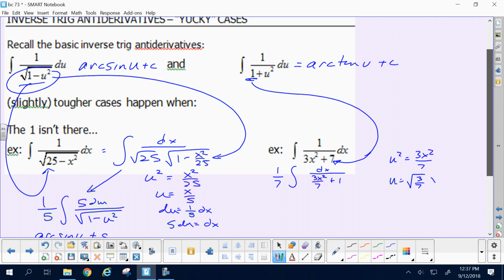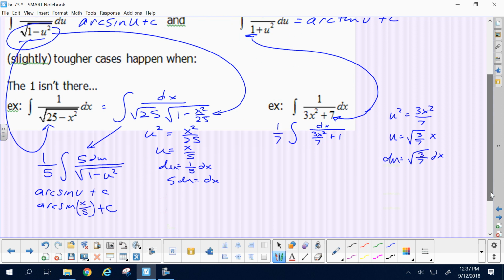square root of 3/7 x, which means du is 1 over 2 square root of 3/7 dx. Oh, I'm trying to go, so the square root of 7/3 du is dx. You follow? Am I going too fast for you with me? Okay, sorry.